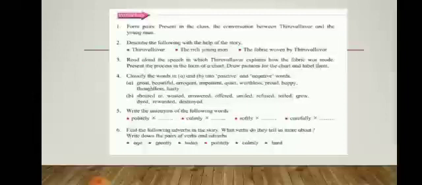Okay, now question number 4. Classify the words in A and B into positive and negative words. The words which show positivity and the words which show negativity, these you have to classify into positive and negative words. So here 2 columns are given and from that you have to classify the words.